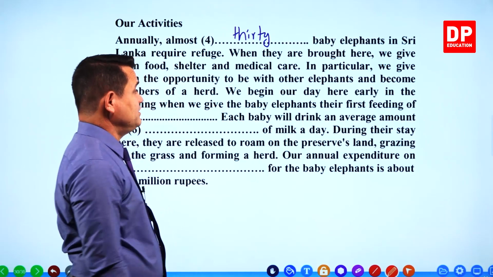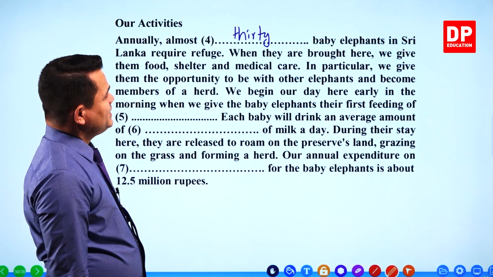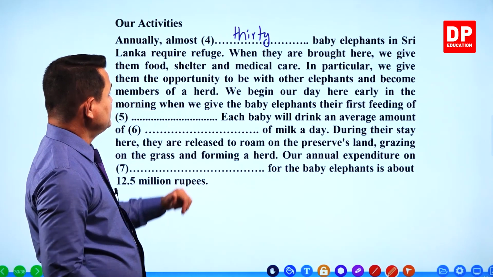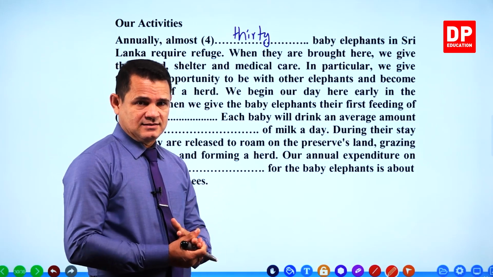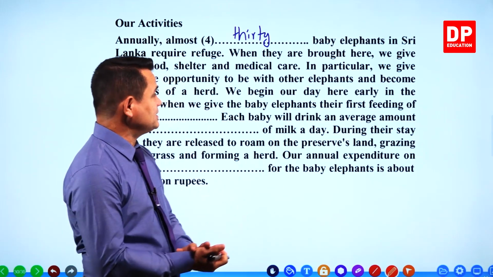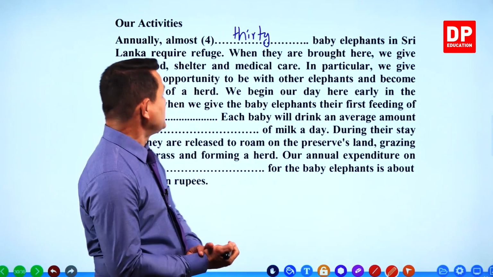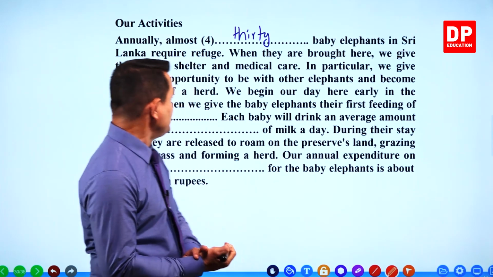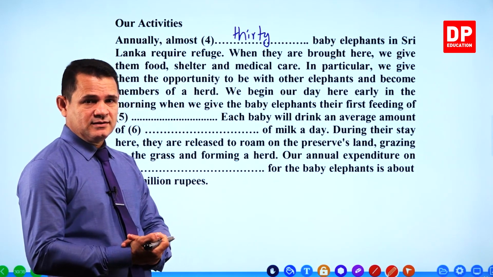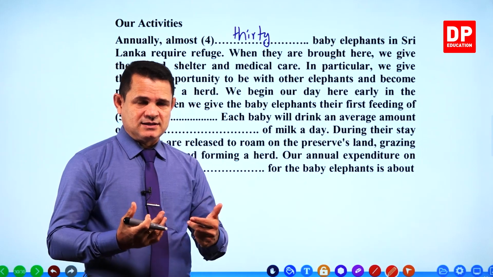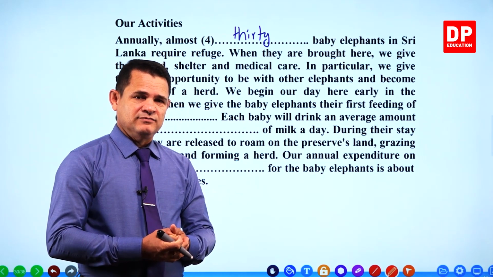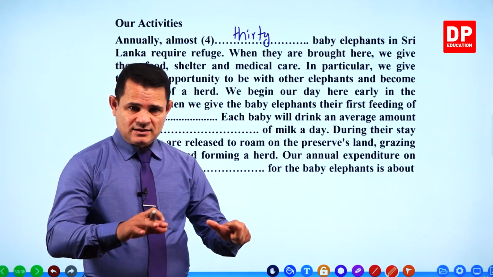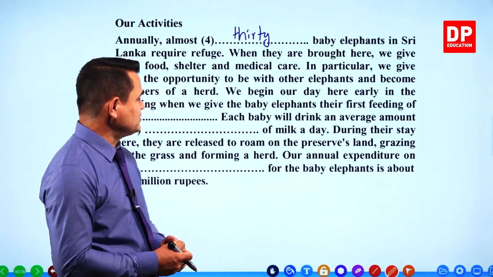About 30 baby elephants. When they are brought here, we give them food, shelter and medical care. In particular, we give them the opportunity to be with other elephants and become members of a herd. So along with food, shelter and medical care, we help them to become a member of a herd.